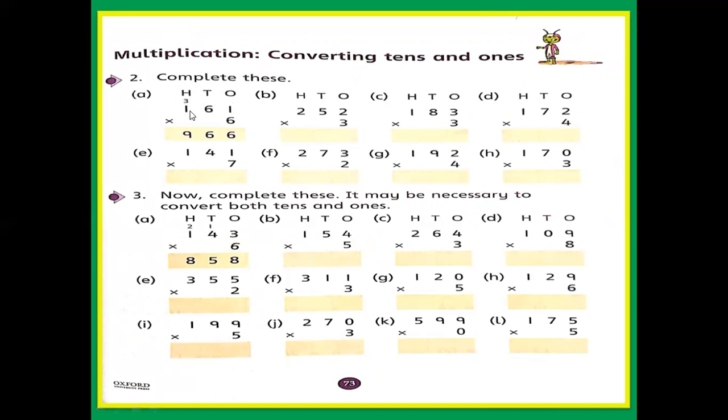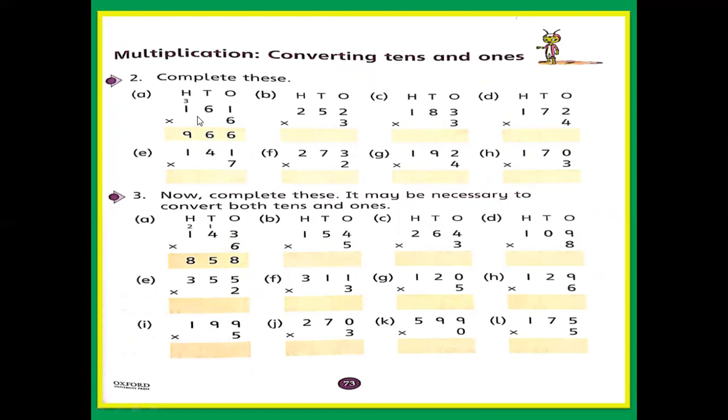So 161 multiply 6. So 6 ones are 6. 6 twos are 12. 6 threes are 18. 6 fours are 24. 6 fives are 30 and 6 sixes are 36.